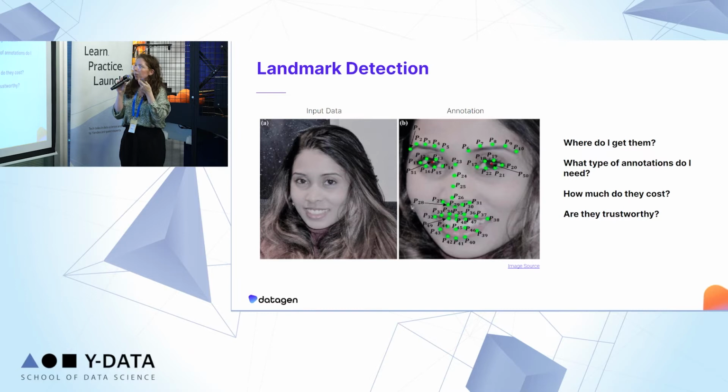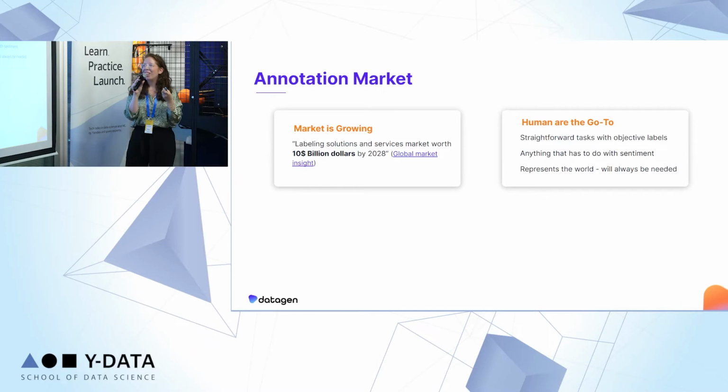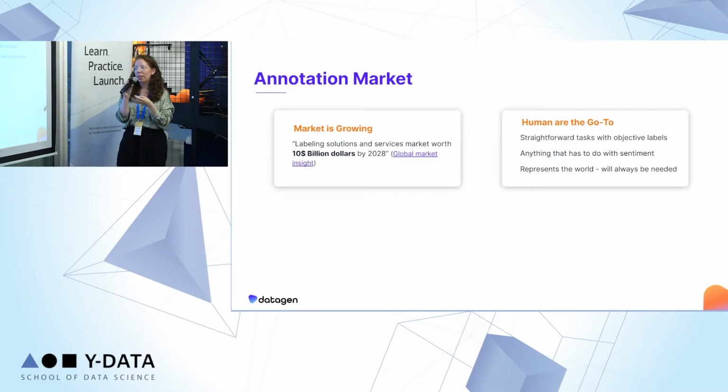So now that we see that this is a really difficult task, it makes a lot of sense that the market for annotations is growing insanely fast. I'm sure we will hear more from Olga about this later. But services, companies, and tools for annotation are something that we see more and more, with the market expected to reach $10 billion in the next couple of years. And until now, the go-to solution was humans.